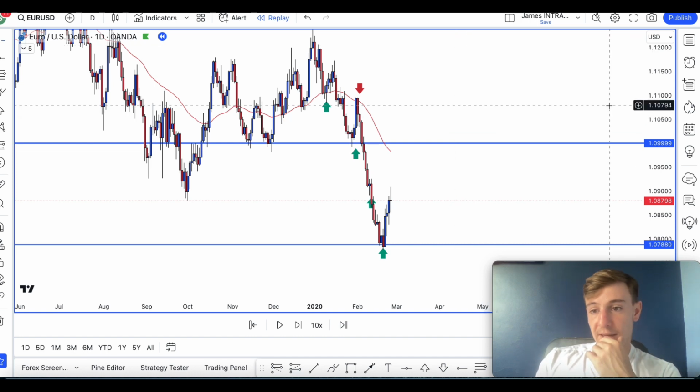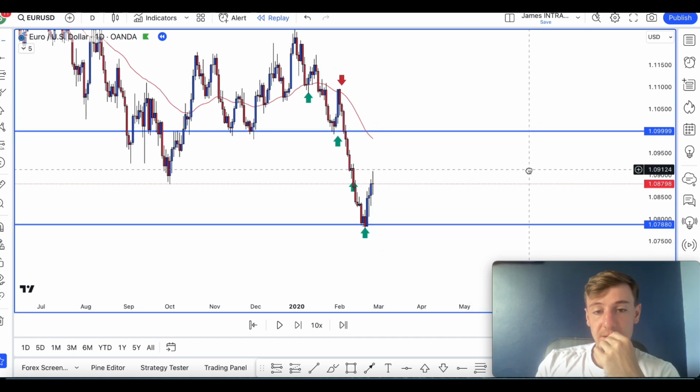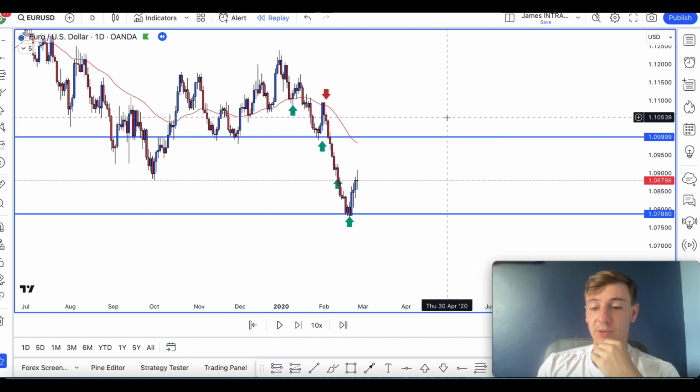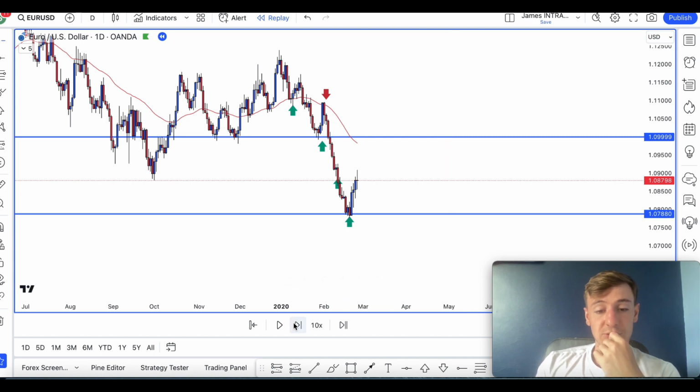So, yeah, it's important that you're aware of this and start on the daily. You want to predict the moves on the daily. It's one of the most important time frames that gets neglected. I'll try and look for one more.